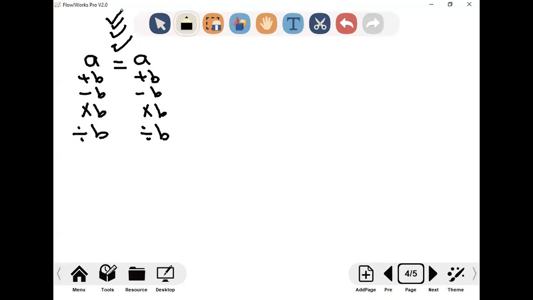It means if we have two equal things, if we do something on the right side and the same thing on the left side, the equal still holds. But if here I multiply, I add b, and here I add another value, let's call it c.